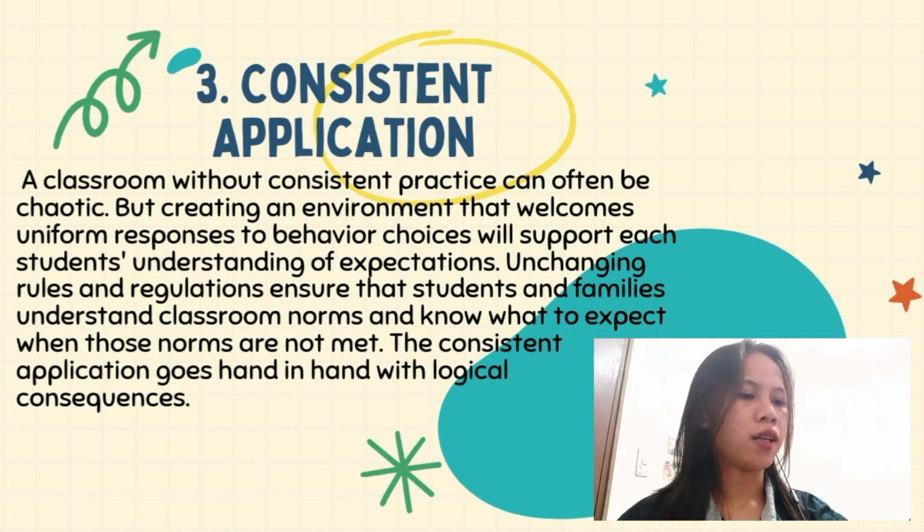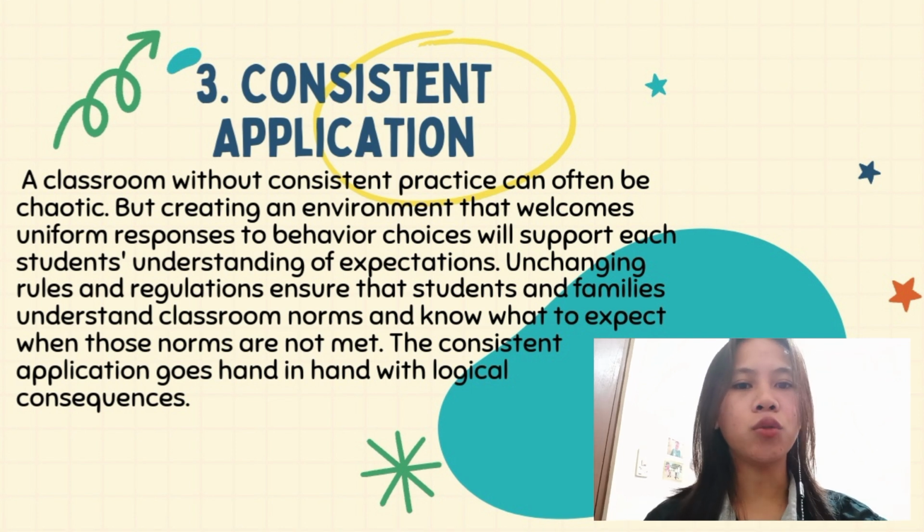Consistent application. A classroom without consistent practice can often be chaotic, but creating an environment that welcomes uniform response to behavior choices will support each student's understanding of expectations. Unchanging rules and regulations ensure that students and families understand classroom norms and know what to expect when those norms are not met. The consistent application goes hand in hand with logical consequence. Consistency in rules, consequences, and reinforcement is crucial for maintaining a stable and effective learning environment.